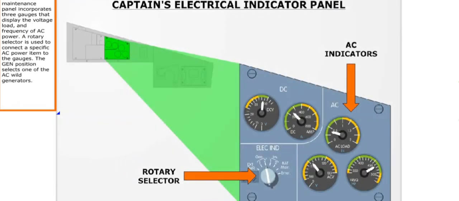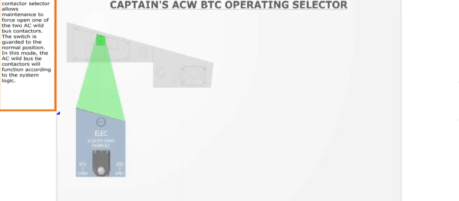The lateral maintenance panel incorporates 3 gauges that display the voltage, load, and frequency of AC power. A rotary selector is used to connect a specific AC power item to the gauges. The generator position selects one of the AC Wild generators. An AC Wild bus tie contactor selector allows maintenance to force open one of the 2 AC Wild bus contactors. The switch is guarded to the normal position. In this mode, the AC Wild bus tie contactors will function according to the system logic.